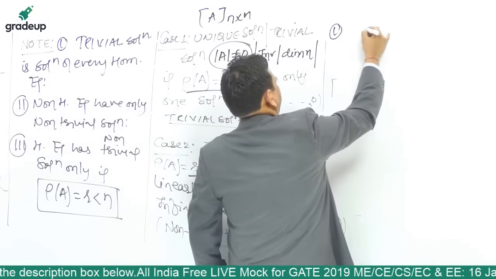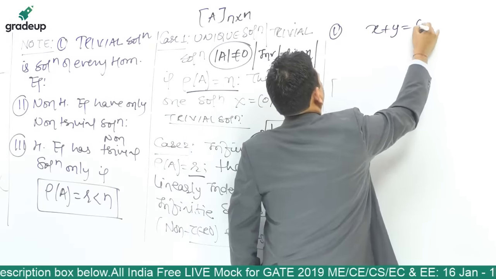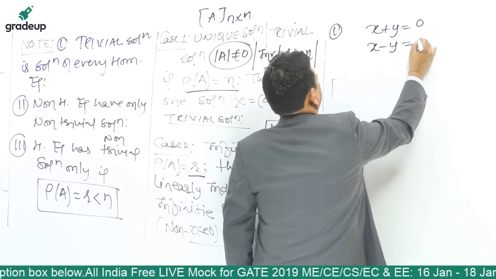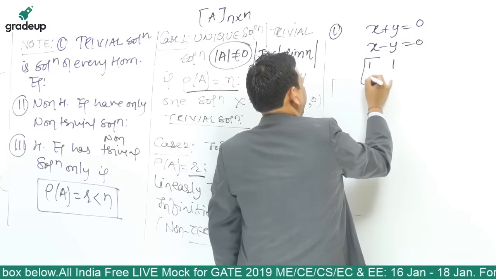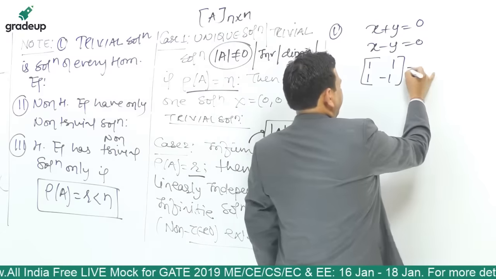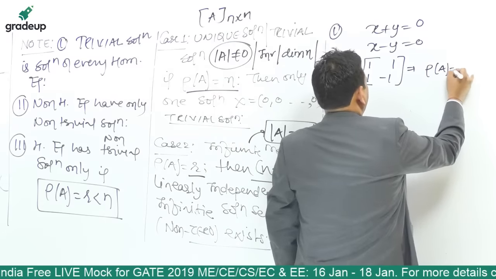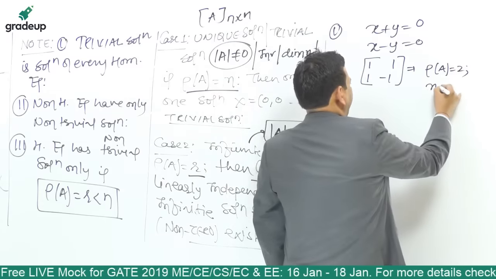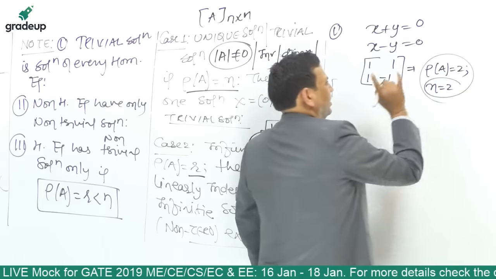Case 1. Suppose I am saying x plus y is equal to 0, x minus y is equal to 0. Now the matrix A is [1, 1; 1, -1]. What is the rank of the matrix? The rank of the matrix is 2. What is the number of variables? n is 2. So we will say there is only one solution.